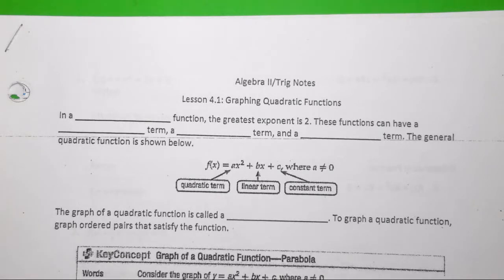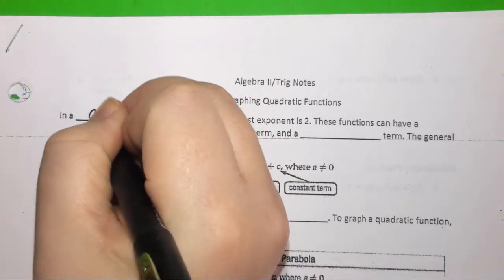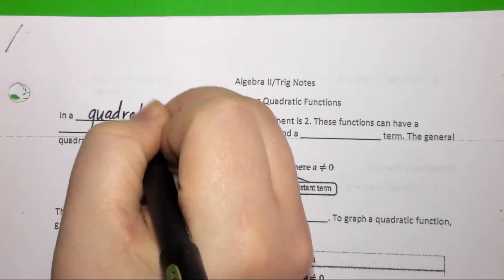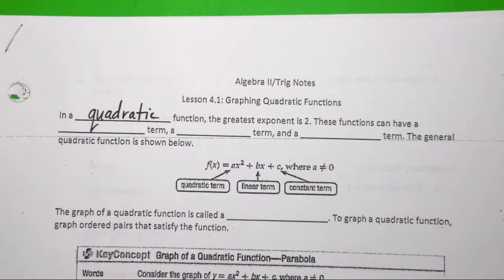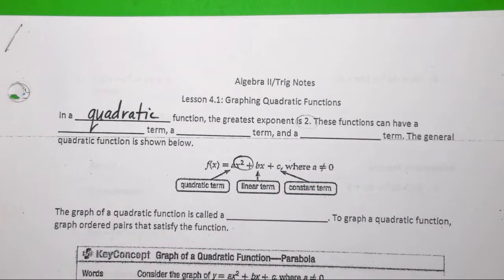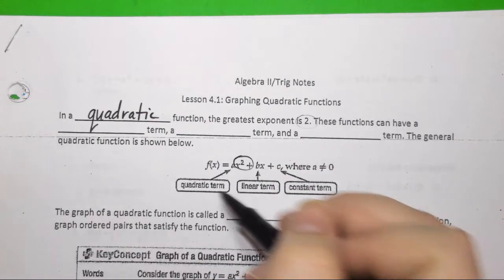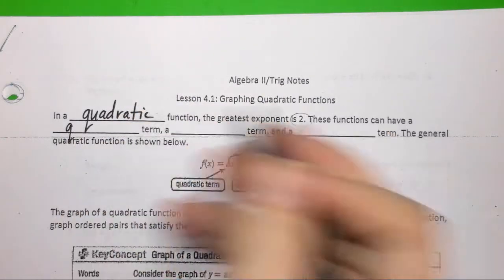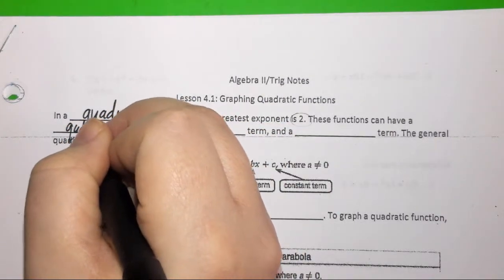In a quadratic function, the greatest exponent is a 2. That makes sense. They have 3 terms. The first term with the x squared is called the quadratic term.